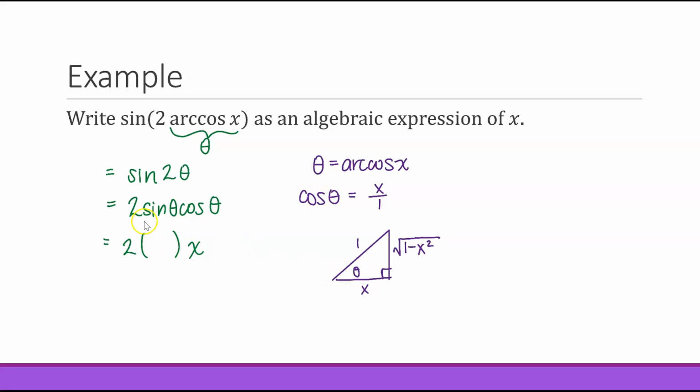And so if I want sine of theta, that's opposite over hypotenuse. So opposite is this square root of 1 minus x squared. So here, cleaning this up, we'll have 2x times the square root of 1 minus x squared. As our algebraic expression of x, there's no trigonometric functions left in it.